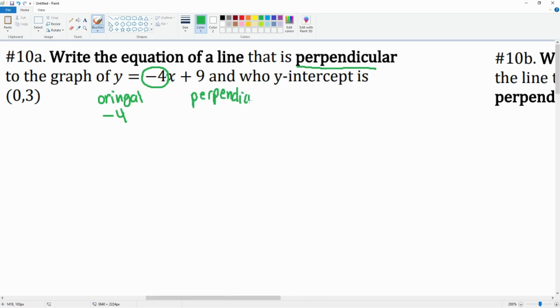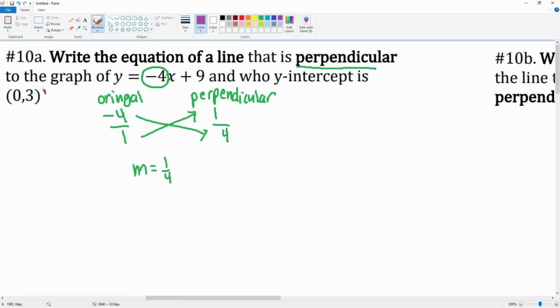So remember what I told you to do, the opposite reciprocal. So make this over 1. The 1 goes on top, becomes a 1. The -4 goes to the bottom, and we change the sign so the negative becomes a positive. So here we can write that the m is equal to +1/4.